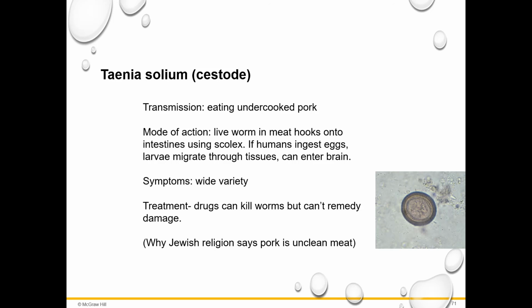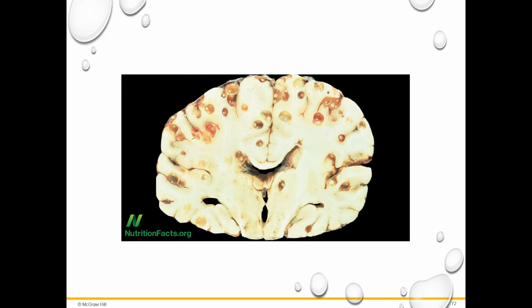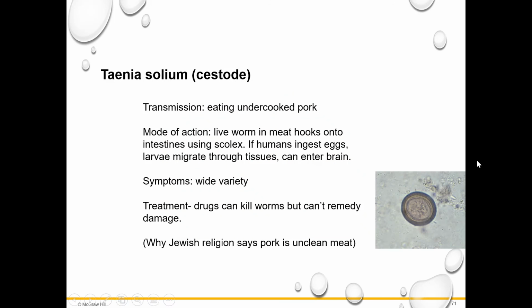If you eat the eggs, they'll hatch. Those larvae will travel all over your body, and they can end up in the brain. The drugs can kill the worms, but they can't fix the damage. So this is a picture of the pork tapeworm in the brain. You can see all of those cysts are not normal. This may be why the Jewish religion says that pork is unclean meat.